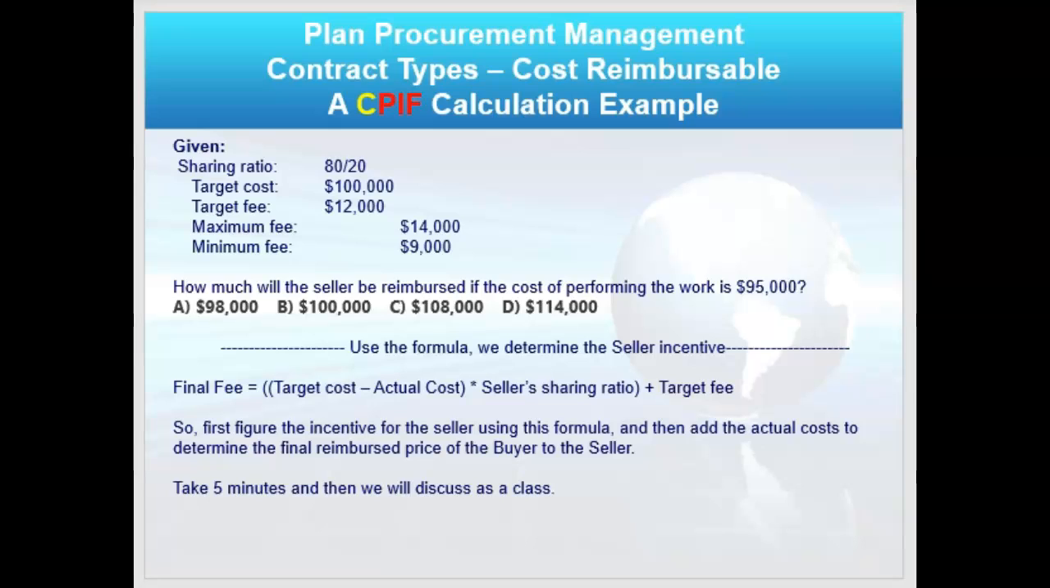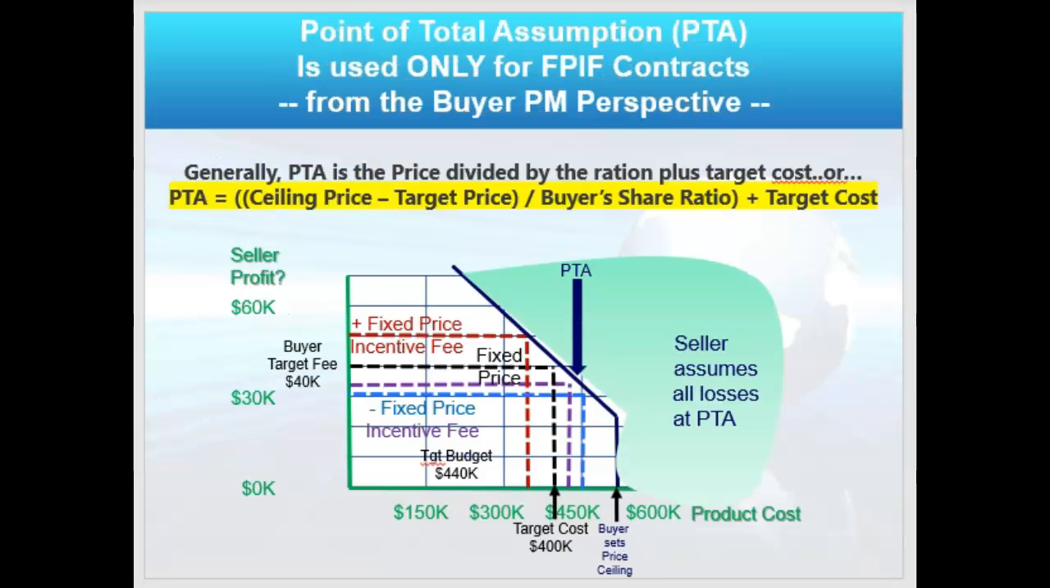Okay. So the answer should have been, now you've started the video again, C, $108,000. Therefore, the answer to this question would be choice C. Okay. Now here's how that point of total assumption works, right? So here is in the black lines, your target cost is 400 grand, and the buyer's willing to pay a $40,000 fee. So your overall costs are going to be about $440,000.